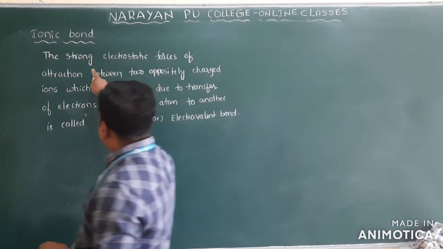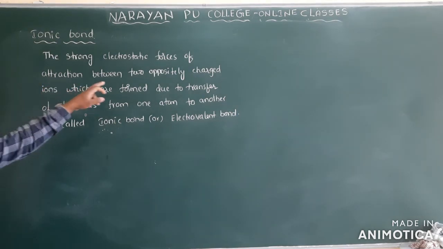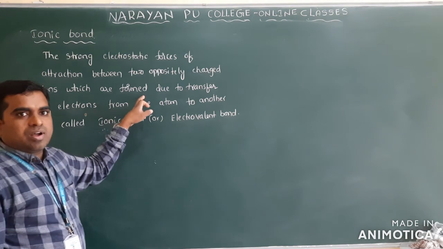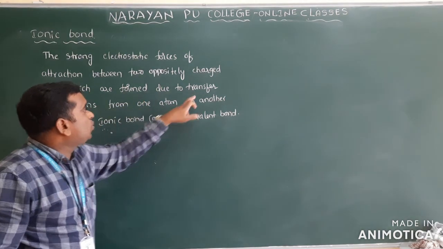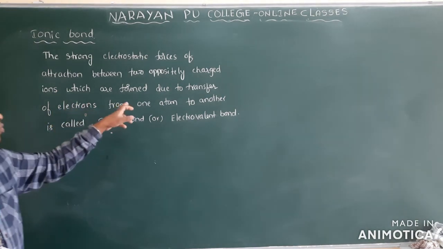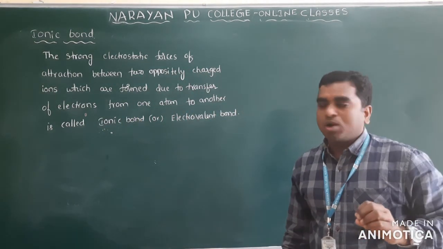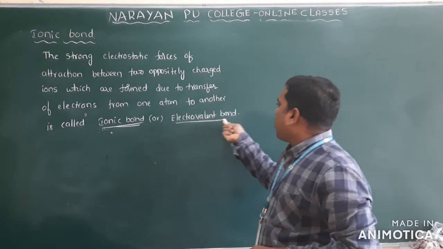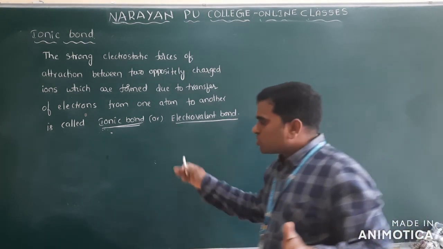The strong electrostatic force of attraction between two oppositely charged ions, which are formed due to the transfer of electrons from one atom to another atom, is called an ionic bond. This ionic bond can also be called an electrovalent bond. Clear? So how will it form?